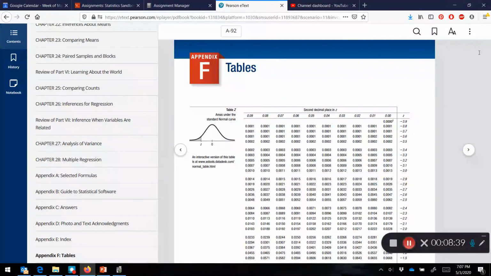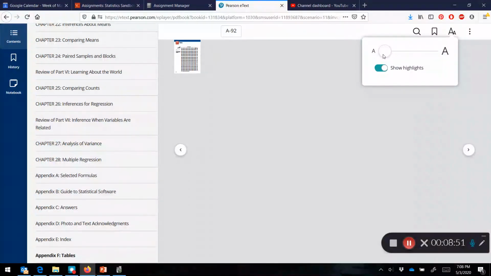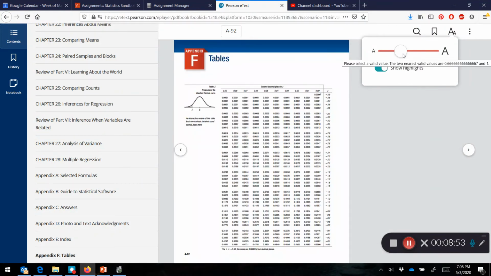Why can't I go down? Need to be able to scroll down, but I don't seem to be able to right at the moment. Okay, so it's going to hurt my eyes looking at this.